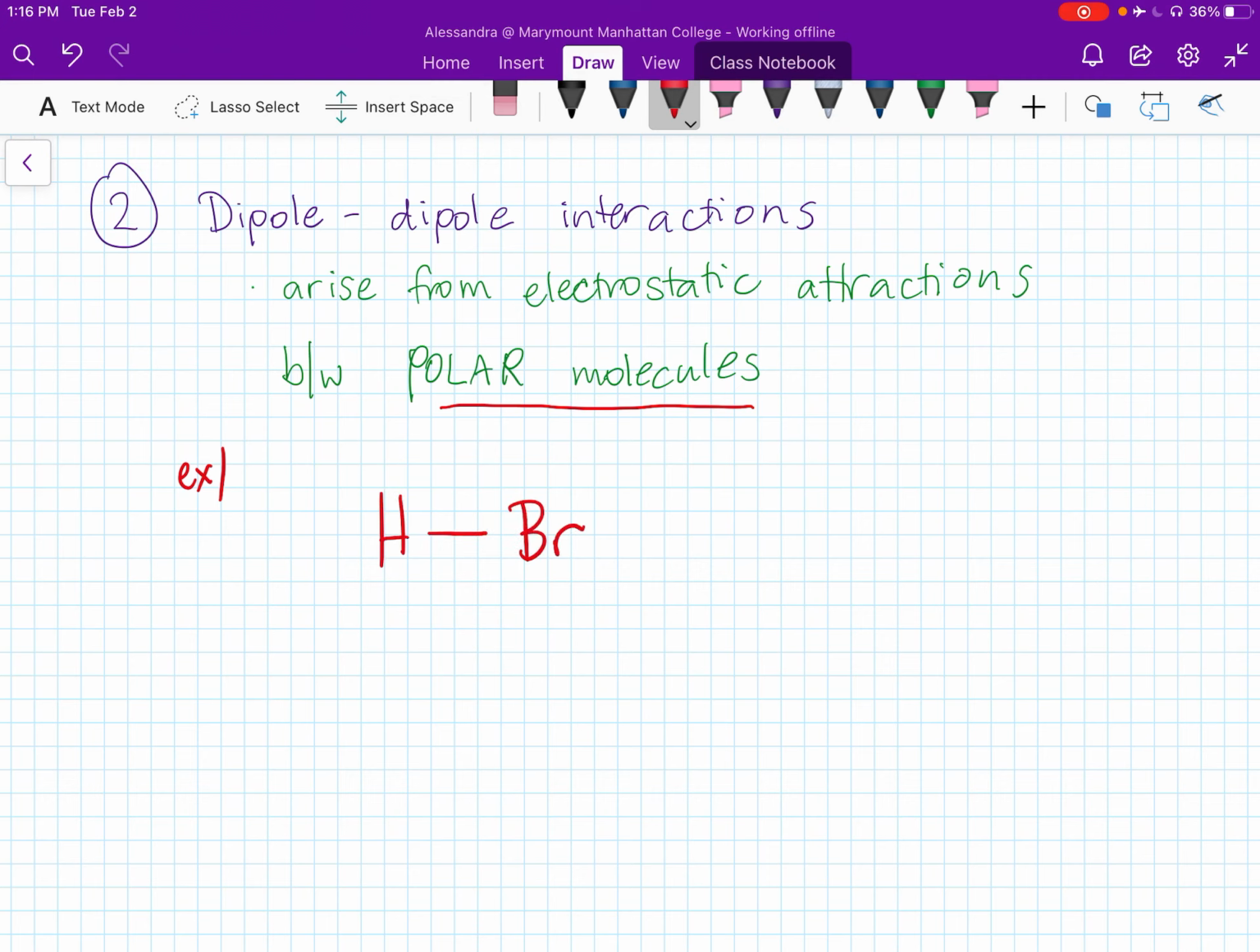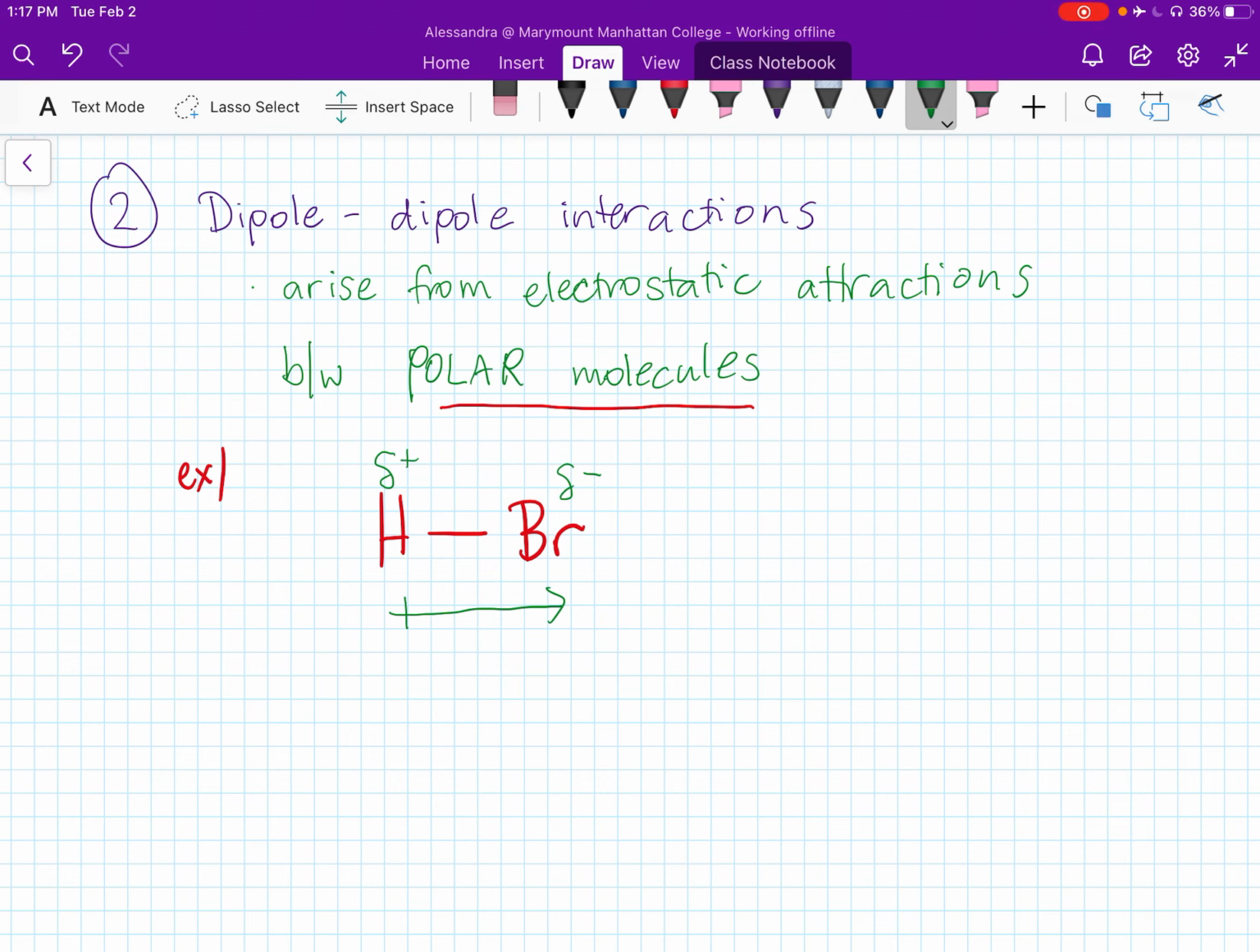HBr is a very polar molecule. Bromine is a halogen. Halogens are very electronegative. So we have the partial negative charge on the electronegative halogen and a partial positive charge on the electropositive hydrogen. And we have a bond dipole and an overall dipole moment in this molecule. So it's very, very polar.